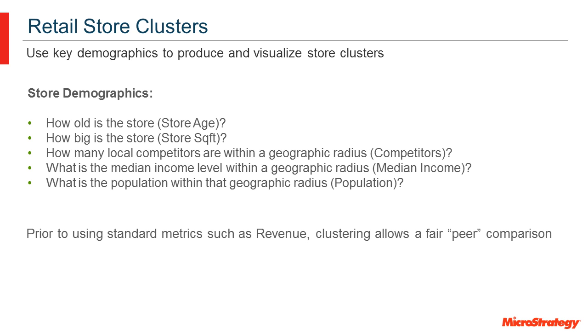We know how old the store is, the store age. We know the store square footage. We know how many local competitors there are of that type of store within a geographic radius. We know the median income within that same geographic radius and the population. So we can use these metrics to cluster those. And again, we'll be using a standard R analytic, one of the dozen in the R integration pack version 2 to do that.